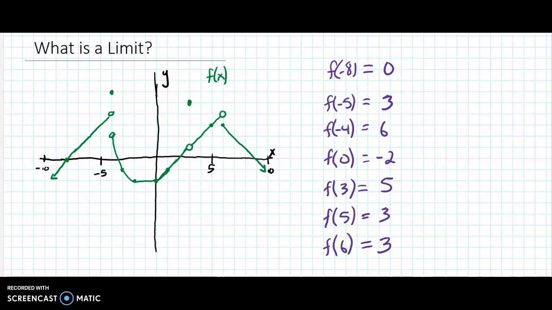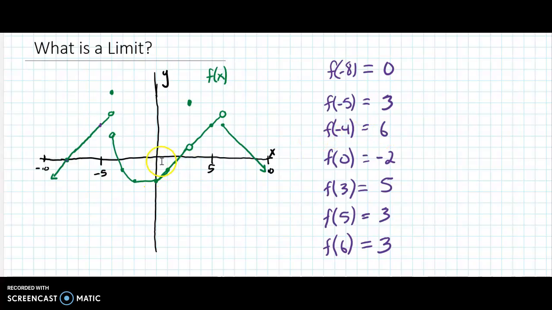f of -8 is, if I go back to -8 here, we're there. Notice the height there is 0. So f of -8 is 0. That's this height right here. Next, I've got f of -5. So I go back to x equals -5 and then go up to where the function is. Boom, right there. That's 3.